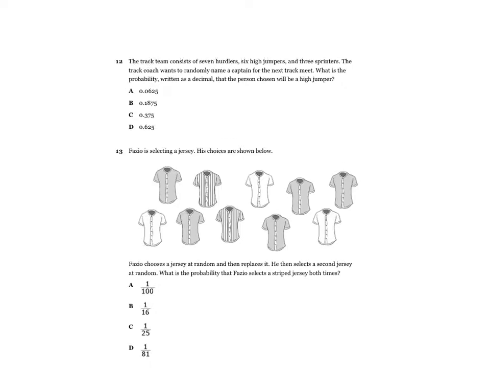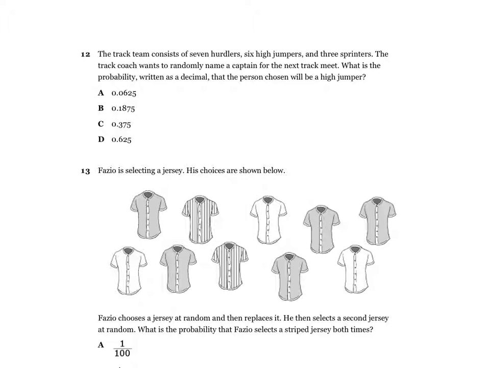Okay, number 12. The track team consists of 7 hurdlers, 6 high jumpers, and 3 sprinters. The track coach wants to randomly name a captain for the next week. What is the probability, written as a decimal, the person will be a high jumper? How many high jumpers are there? There's 6. Out of how many total on the track team? 7 plus 6, 13, 14, 15, 16. So out of 16. Well, if I reduce that, I'm going to get 3/8.